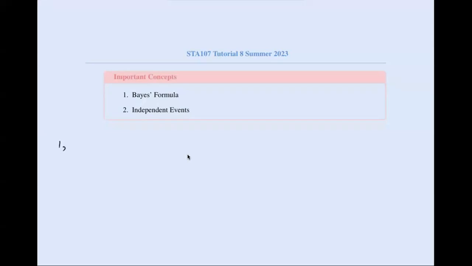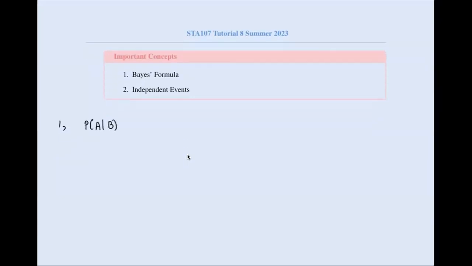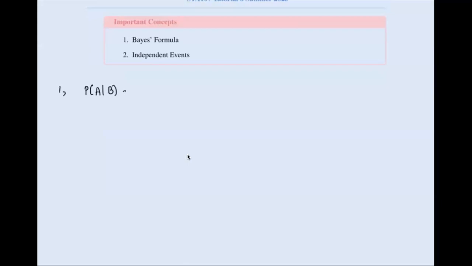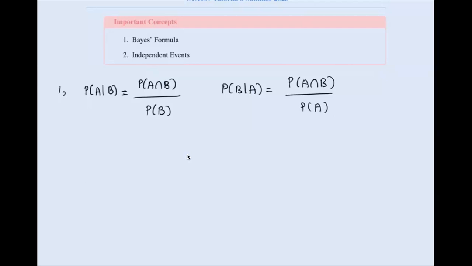If we recall the conditional probability formula, we know that probability of A given B is equal to probability of the intersection between two sets divided by probability of B. And similarly, we can have probability of B given A is probability of the intersection divided by probability of A.